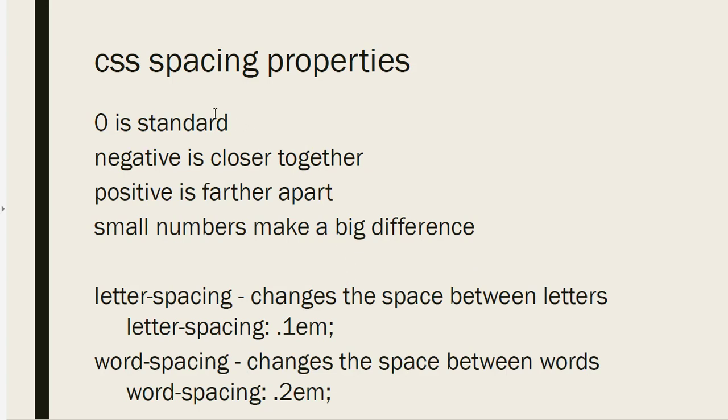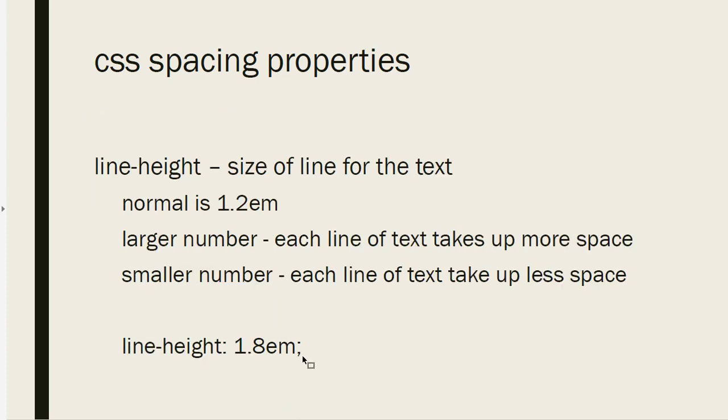We learned about the spacing properties, letter spacing and word spacing. 0 is standard. You need to go negative or positive to make it smaller or bigger, and small numbers make a big difference. We learned about line height, where we can set what we want the line height to be. Normal is 1.2. We make it bigger than that, then the line takes up more space. If we make it smaller than that, then each line of text takes up less space.